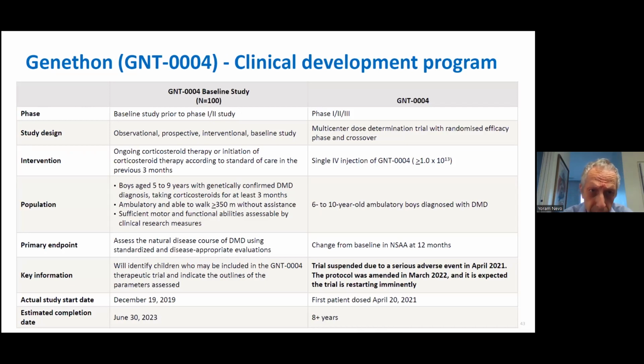The last one is Genethon. Genethon is European, and they started in a different way. The first part is recruiting 100 patients on a baseline study, just follow-up of the patients, and then dosing these specific patients. They had 1 serious adverse event in April 2021. I couldn't find exactly what it is, but the study was stopped, and they are planning to start redosing again very soon. Next slide.